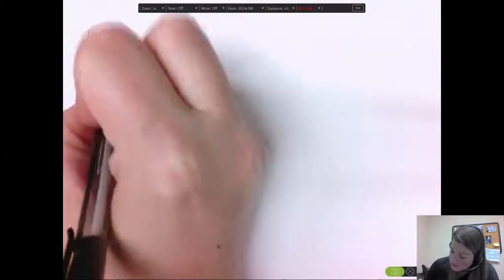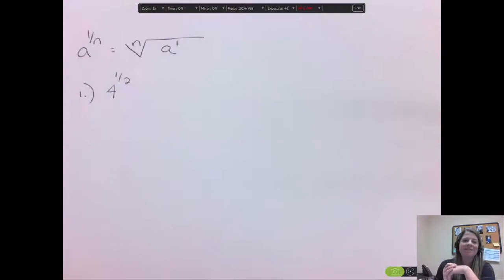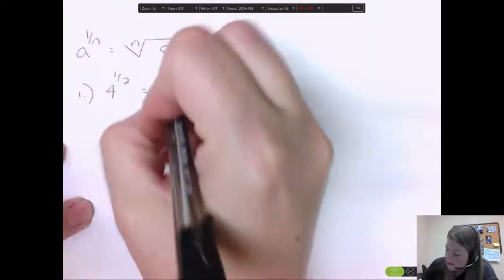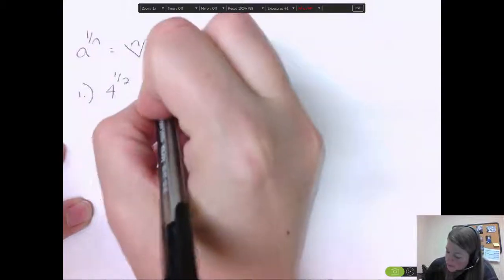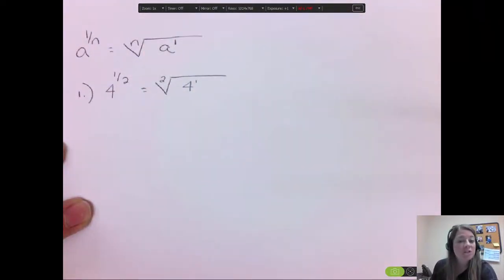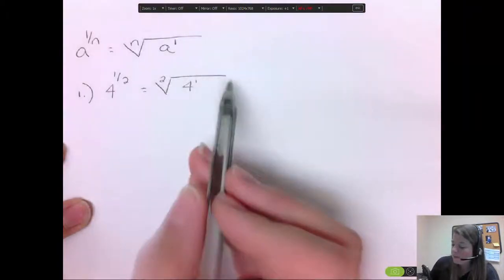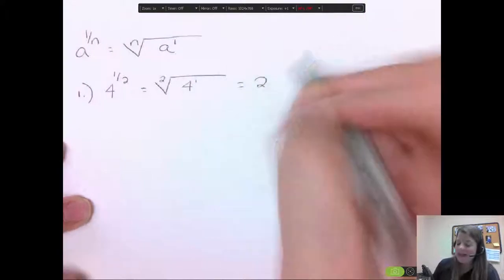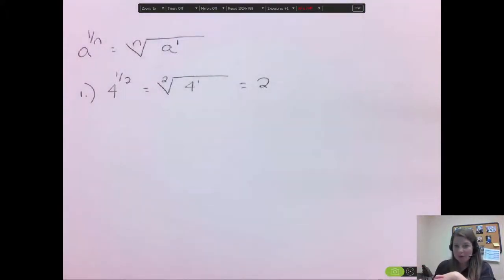So here is an example of something that we could have. What if I have 4 to the 1/2? What am I really asking when I have the 1/2? Well, I'm saying, what is the root of 2 when you have 4 to the first power? 4 to the first power is just 4. So what is the square root of 4? Well, 2 squared is 4. So we can undo that square with that root and get a 2. Okay?